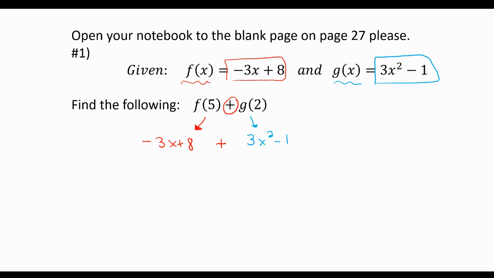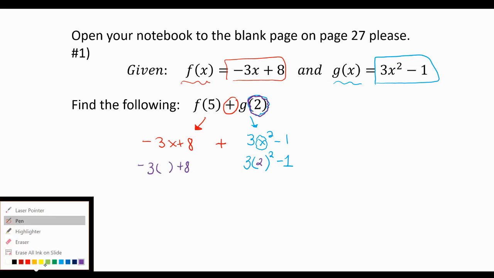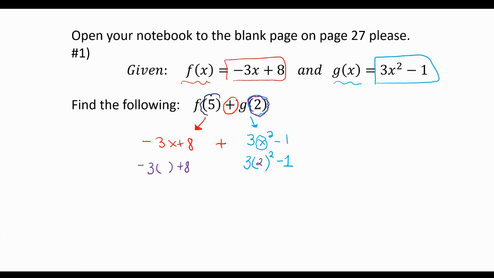So then we're going to plug in the numbers. So for the g function, at the x spot, right here, we're going to plug in the number 2. So this will be 3 parenthesis with a square minus 1, and I'm just going to use a different color here, and plug in a 2 from this 2 right here. And then over on the other side, we're going to do negative 3 times something and add 8. And it says to plug in a 5. So we're going to plug in a 5. Then we just do the math. Don't forget to bring down the plus sign.